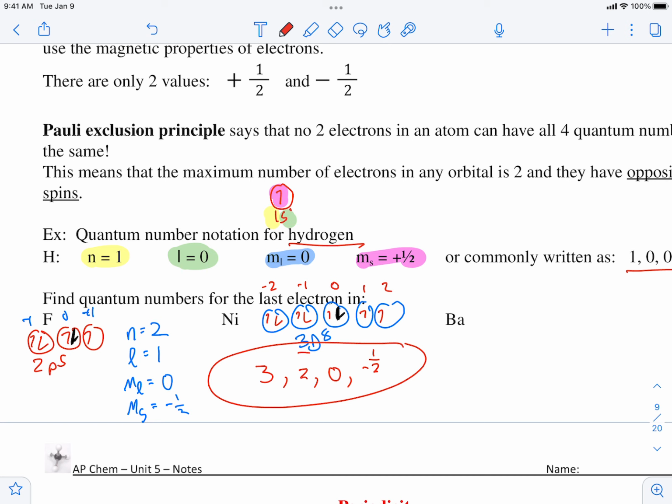Make sense, guys? Yeah? Okay, so we'll do barium. This will be the last one. Barium is 6s2. S's are easy, because if it's an S, you automatically know the middle two numbers are 0. Okay. And that's quantum numbers.